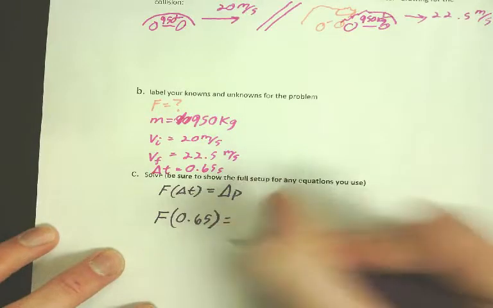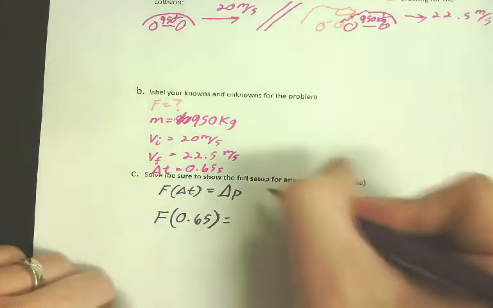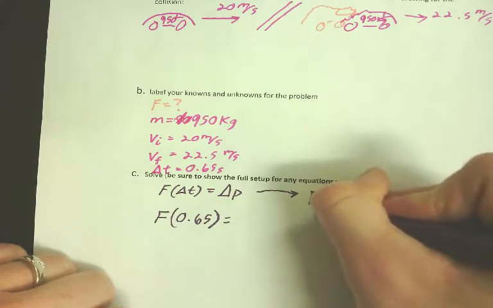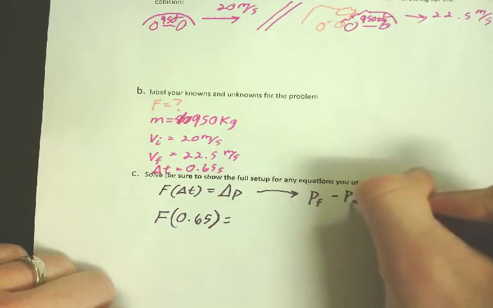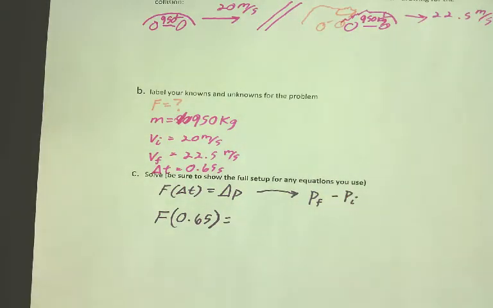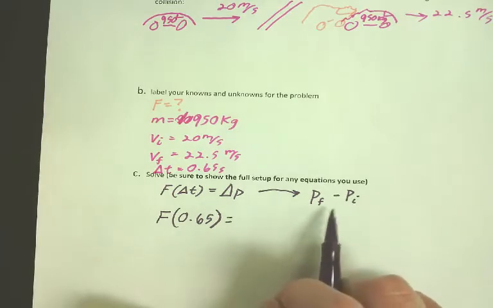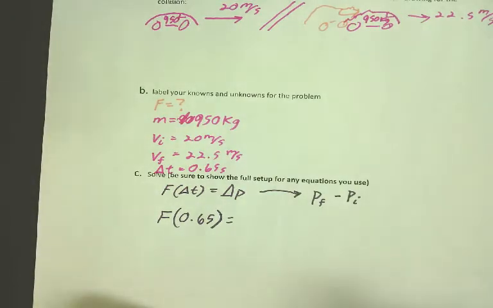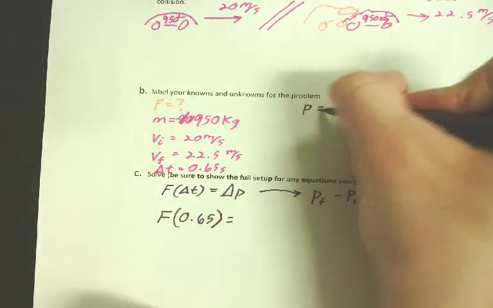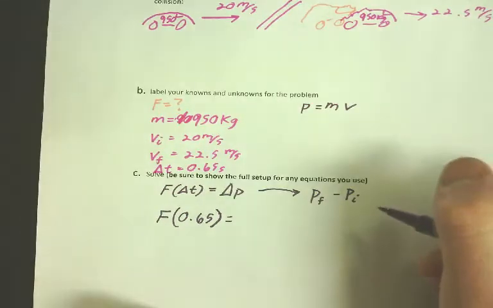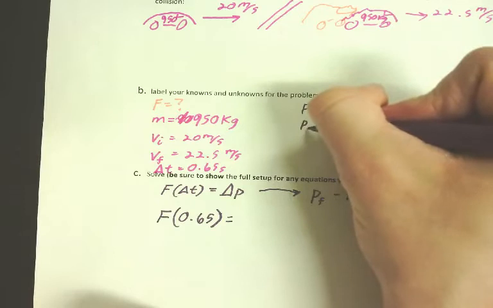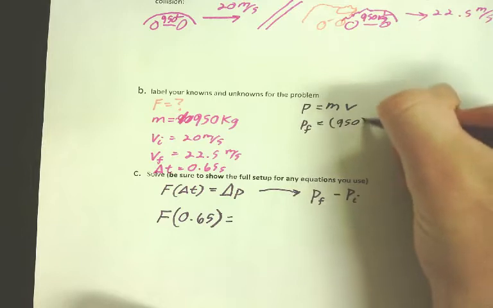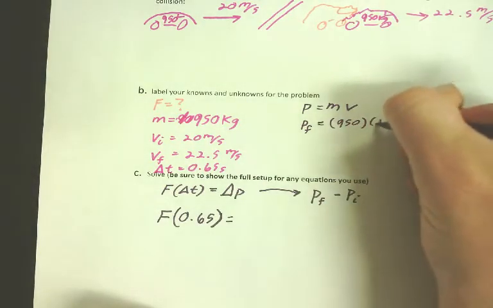This is where it gets tricky for people. So delta p. So remember that change in anything is final minus initial. So this is final momentum minus initial momentum. So before I can solve this problem, I need to find these two values. And I'm going to do that up here, but you could do it wherever. So momentum is equal to mass times velocity. So the final momentum is going to be the final mass, which never changed, it's 950, times the final velocity, which is 22.5.